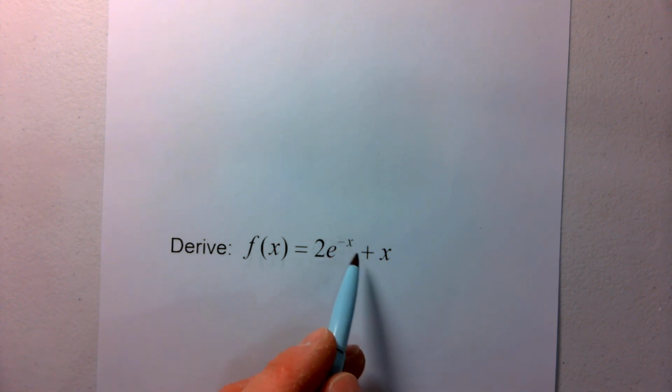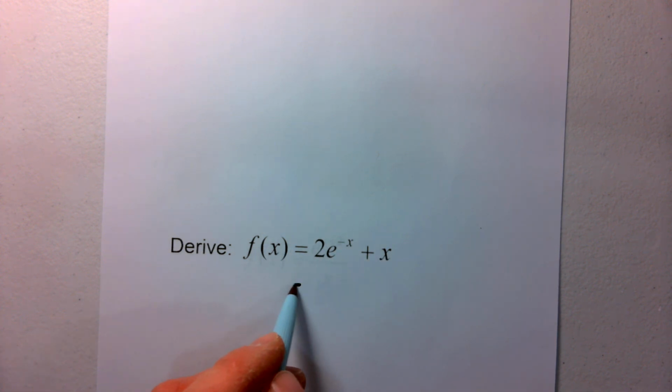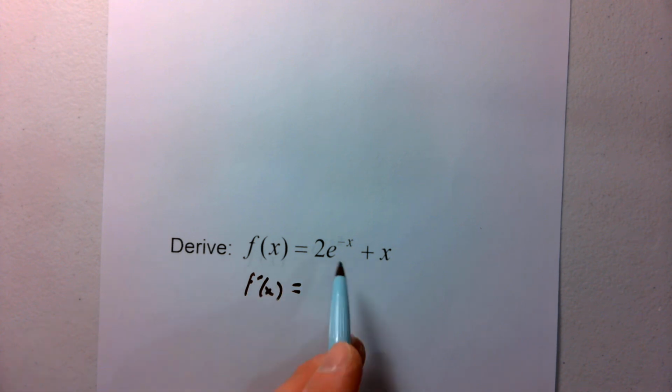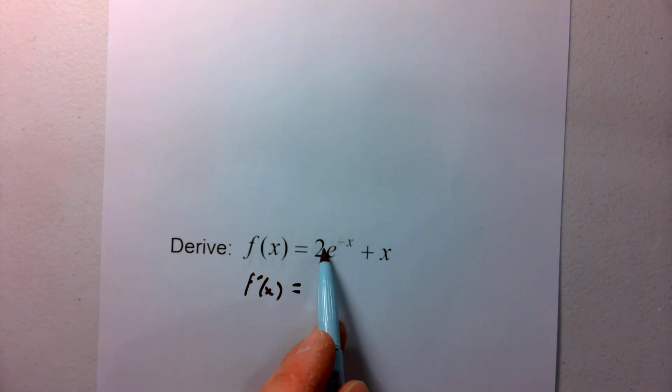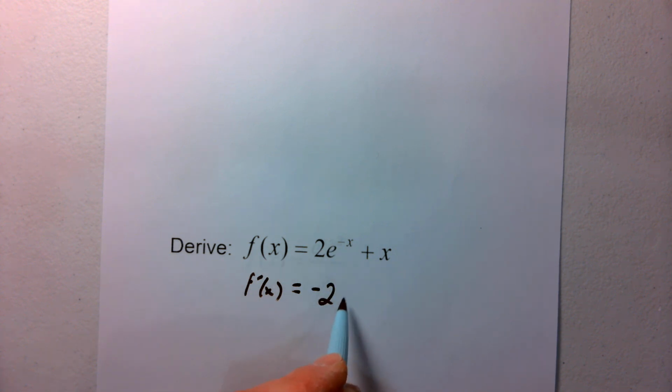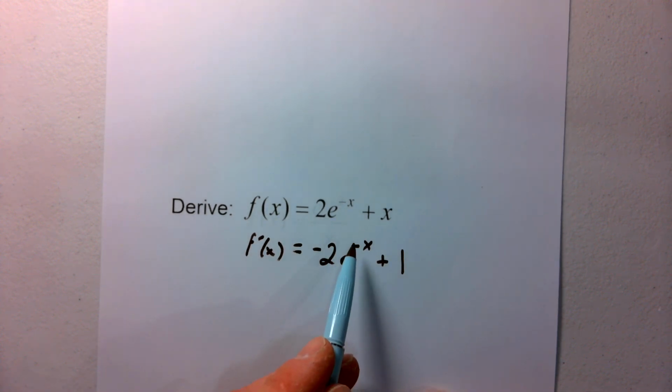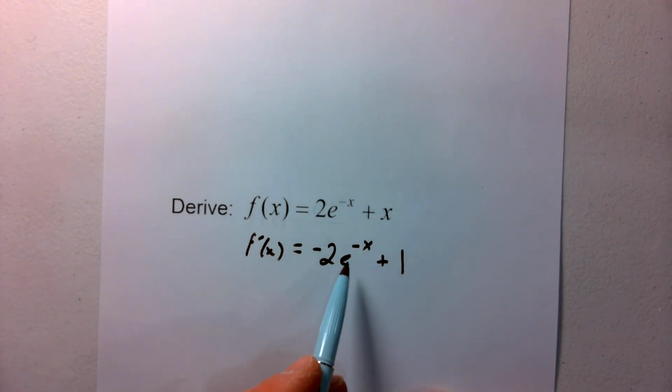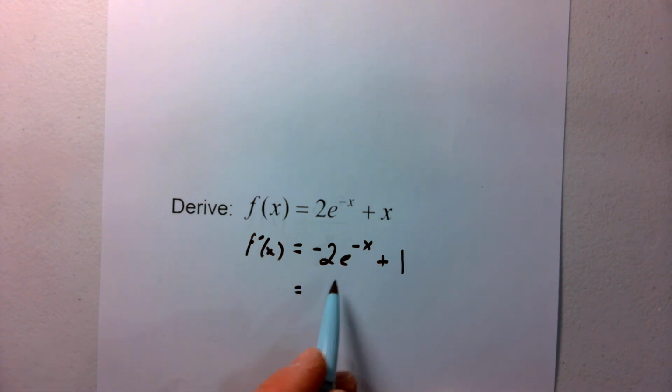2e to the negative x plus x is our new function. Our derivative, again, we're going to take the derivative of 2e to the negative x. Derivative of the exponent is negative 1. So I get negative 2e to the negative x plus the derivative of x, which is 1. I do not, and you know this, like those negative exponents. So we're going to go ahead and clean that up by making it a positive exponent.